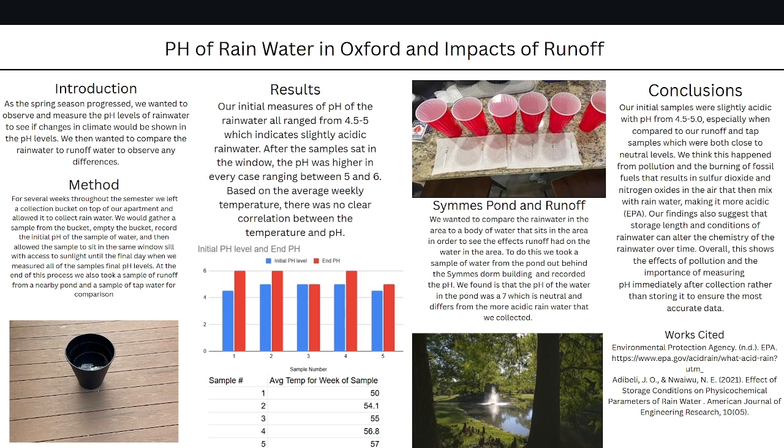As the spring season progressed, we wanted to observe and measure the pH levels of rainwater to see if changes in climate would be shown in the pH levels, mainly because spring is the season where the weather is changing and the temperature is increasing. We wanted to look at this because typical rainwater has a pH of around 5.6, and we wanted to compare Oxford's rain to the overall average and monitor if or how it changes.